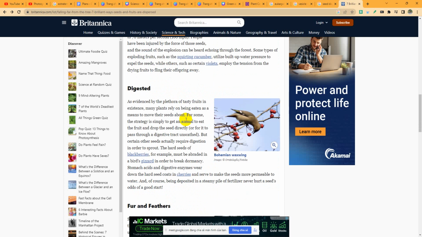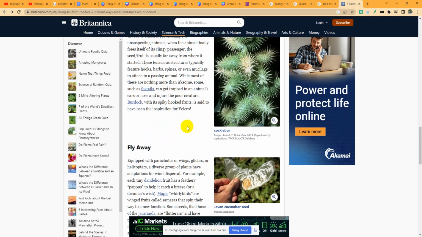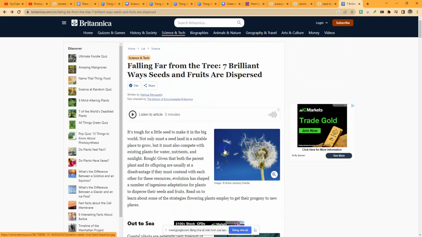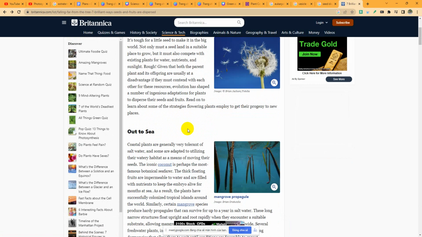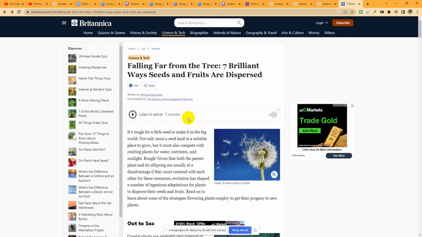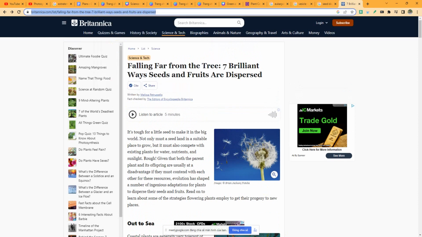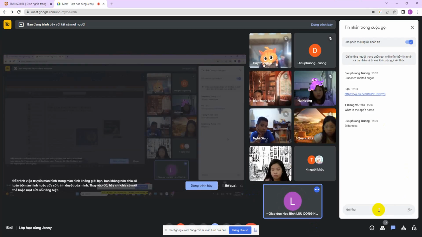And then we have this digested. Alright, so you can read the rest of this article about more of the ways that plants, fruits and seeds use to disperse their own components. I'm just gonna send this link of the article here in case you're interested in finding out more about this.